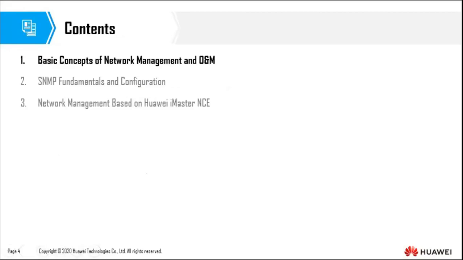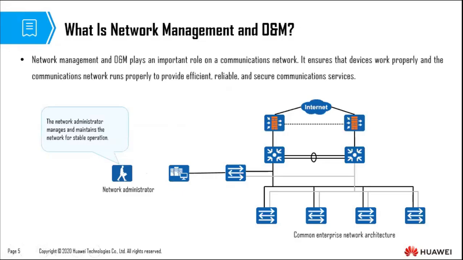Okay, so we begin by looking at the basic concepts of network management, operation and maintenance. O and M plays an important role on a communication network. It ensures that devices work properly and communication networks run properly to provide efficient, reliable, and secure communication services.